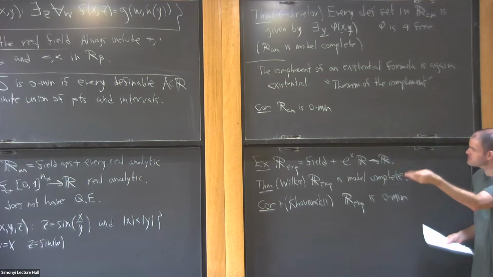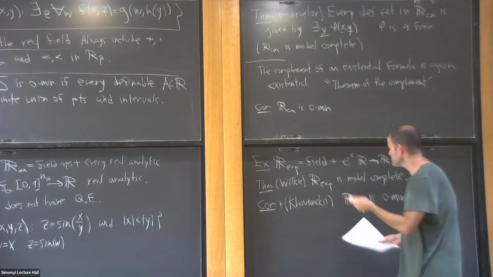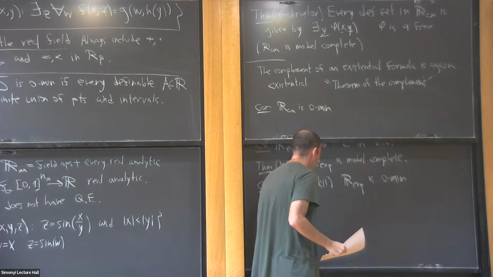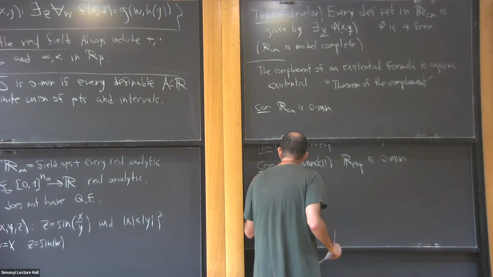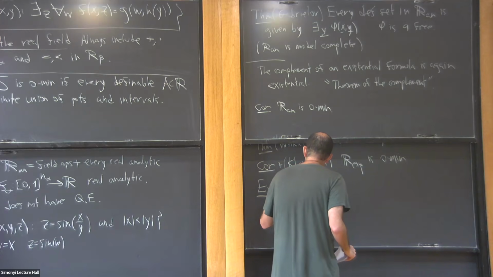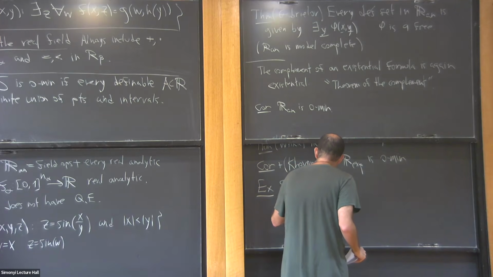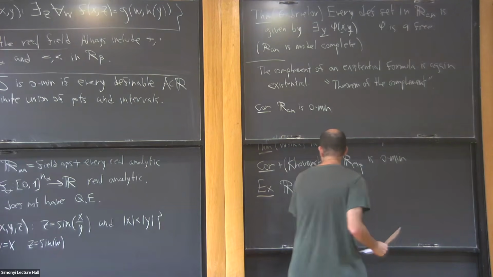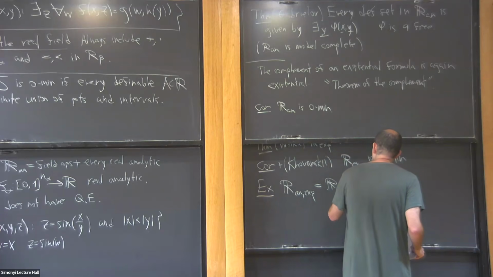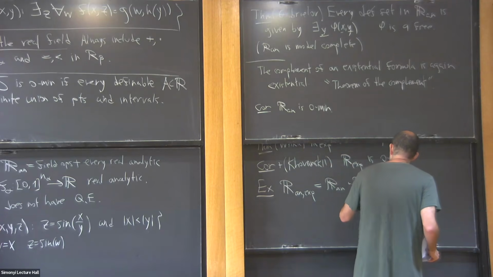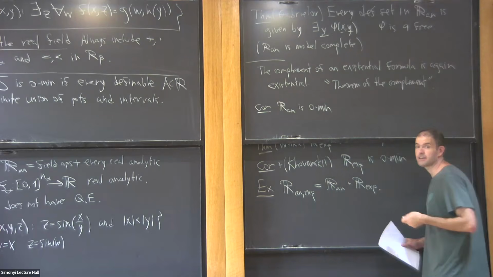Okay, so we introduced R_an, R_exp, and now the final one I want to introduce is R_an,exp, where you throw in both. We're just going to take everything in R_an and add everything in R_exp. And that's the structure R_an,exp.